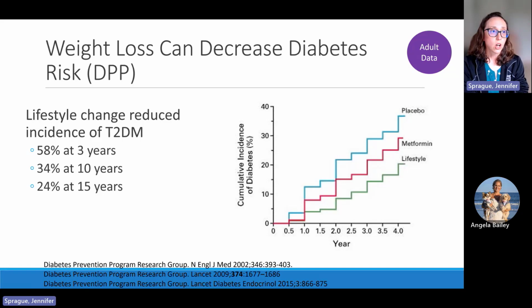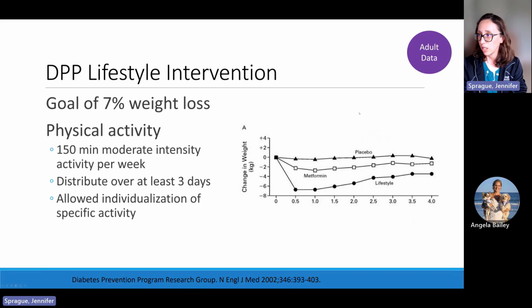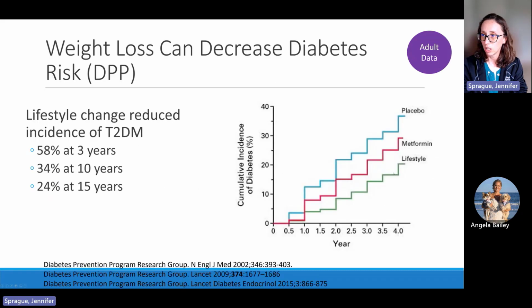And so what they saw is there was a significant decrease in diabetes risk, particularly with the lifestyle intervention. So if I go back, you can see that the weight loss occurred in the first 6 months, was maintained fairly well through a year, and then there was some weight regain over time when they were no longer getting this intensive lifestyle intervention. But the incidence of diabetes remained lower in the lifestyle group compared to the placebo group years after the intervention.